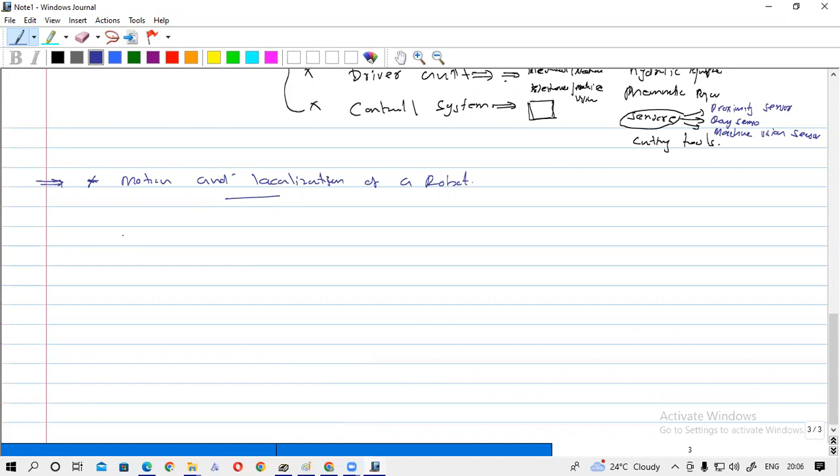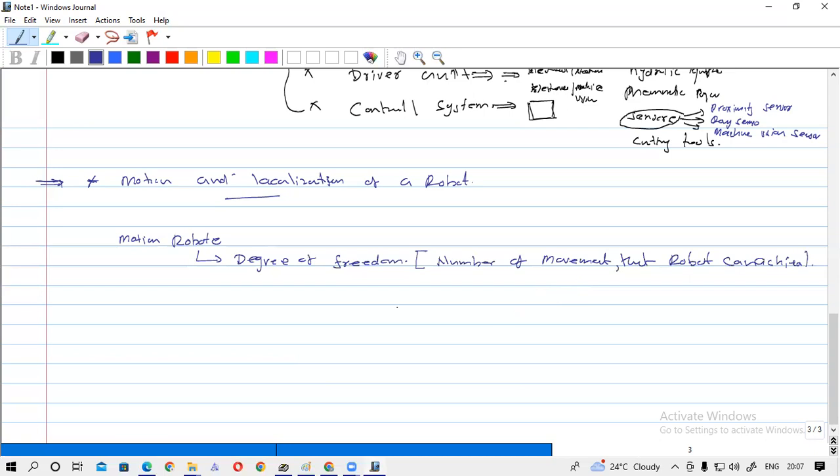So if we talk about the motion of a robot, that means the shifting of a robot. There is a terminology called degree of freedom. Actually, that is nothing but the number of movements that a robot can perform. That is called the degree of freedom.